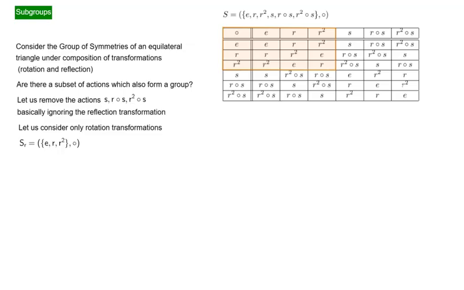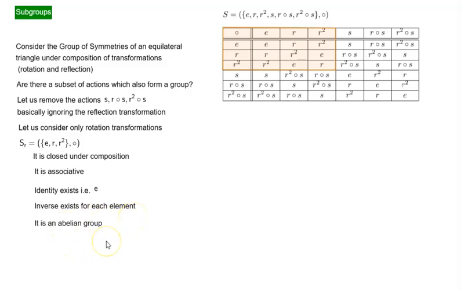Now, if we look at this part of the group, then we have it is closed under composition. None of these elements contain anything other than the elements E, R, R square. It is associative. Identity exists, that is E. Inverse exists for each element. It is an abelian group. Just to say that this forms a group, we don't have to look at the abelian part. This is just additionally mentioned.